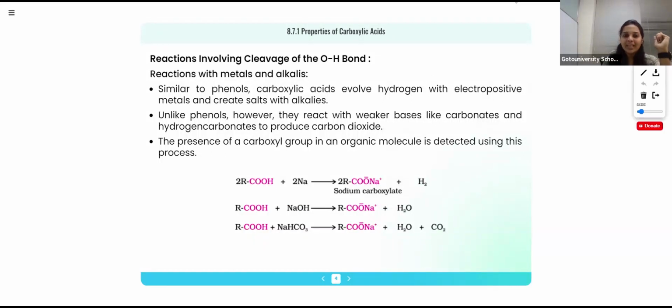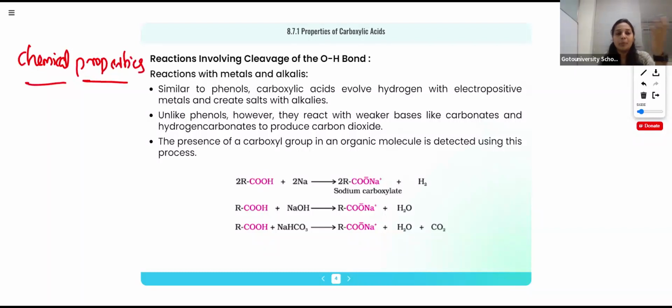Next, we are moving to chemical properties. See, physical properties means simple, just theory only. How they are making a bond with the water molecule, how they are making bonds between them, what is the nature of that bond, and how that nature of bonding is affecting their properties. But chemical properties are not like that. Chemical properties mean how they are reacting, how they are reacting with water, with metals, with bases. Got it? They are the chemical properties or chemical reactions of these compounds.